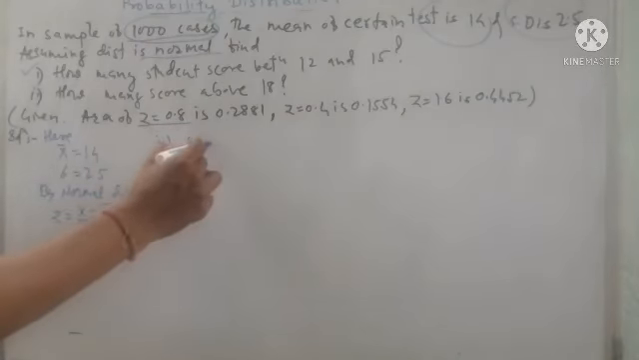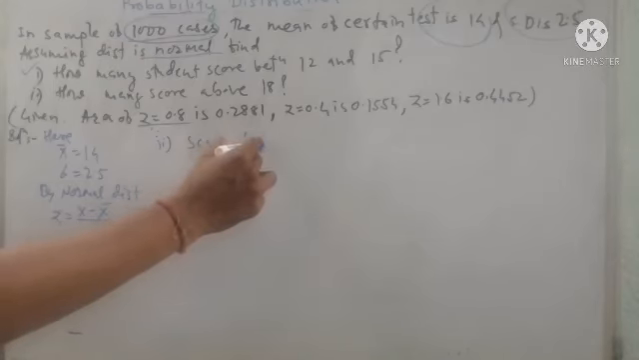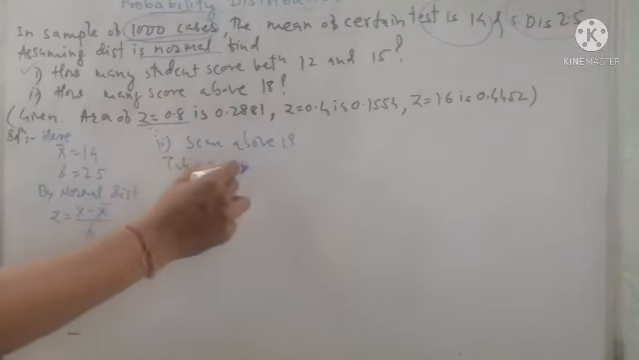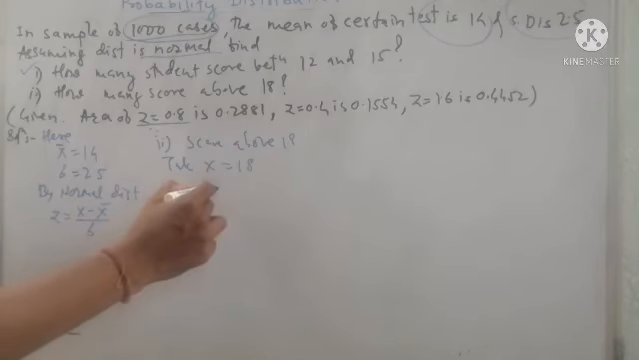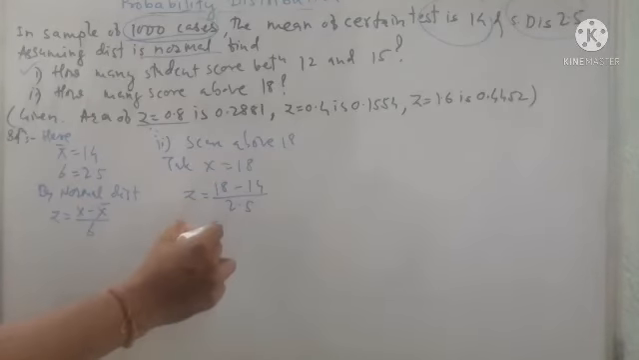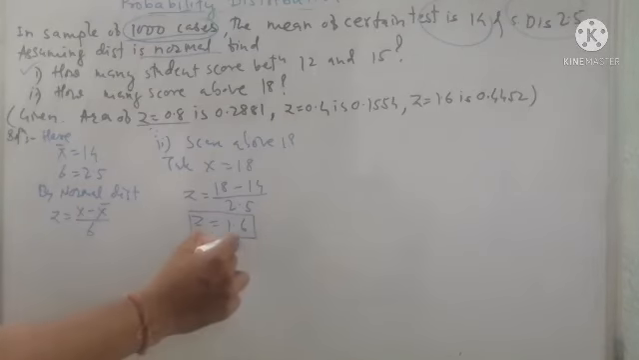Now we are asked how many students score above 18. Here we have x as 18. So corresponding to x we get the normal variable by taking 18 in the formula. So 18 minus 14 divided by 2.5. This is equal to 1.6. So z is equal to 1.6.